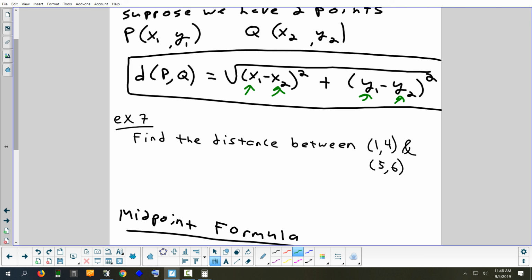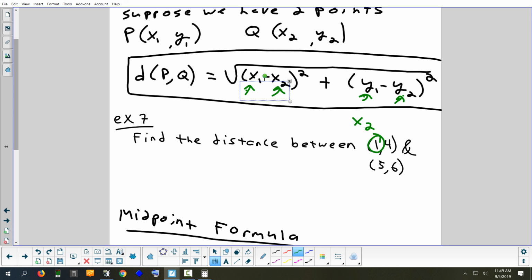X1 is 5, and X2 is 1. So it could be either one, right? You could make one x1 or x2. It doesn't matter. So which one do you want to make it? X2. Okay.